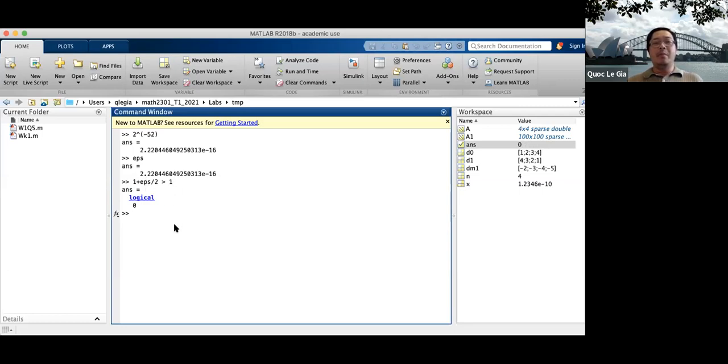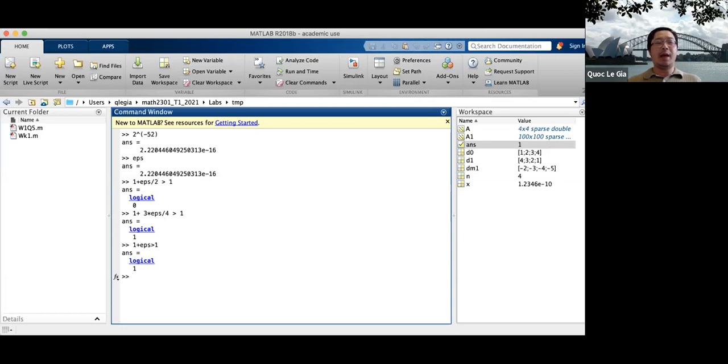Yeah. But be careful if you take 1 plus 0.75 of epsilon, so maybe 3/4 of epsilon. Is that bigger than 1 or not? I say yes, because 3/4 of epsilon will be rounded up to epsilon, and 1 plus epsilon is indeed bigger than 1. Okay, so be careful about that.